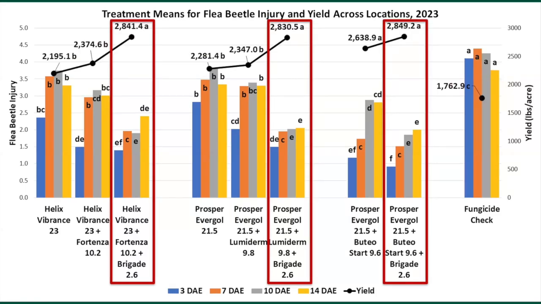Okay, now let's look at the yield in bushels or pounds per acre. You can see that the fungicide check had the lowest yield, at 1762.9 pounds per acre. And the red boxes, with the premix and the foliar, provided the highest yield.